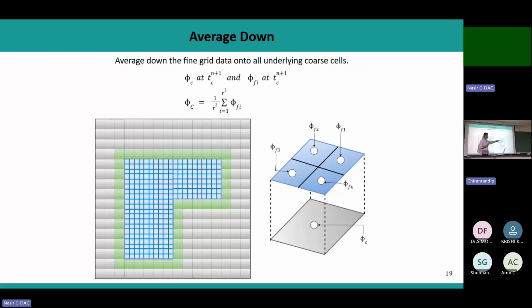In 2D with a refinement ratio of 2, you can take the average of 4 values. Yeah, that's typically what's done.